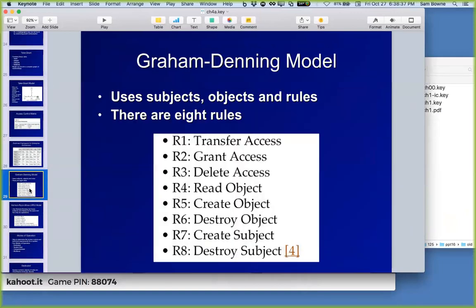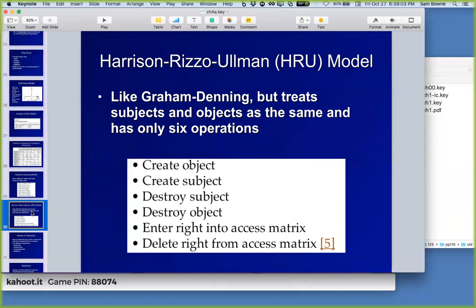Here's another one with the Graham-Denning model, where people have 8 rules about whether you can destroy objects, or create or destroy a subject, or grant access or transfer access, and so on. These are just possible formal rules to control the operation inside systems, and these papers and research projects are to figure out whether these rules are a reasonable way to design something like an operating system. And the HRU model is similar, with just a different set of possible rules, like enter right in access matrix, delete right from access matrix, and so on.